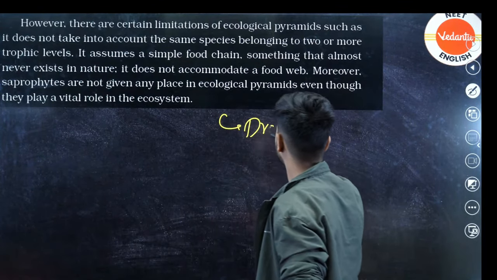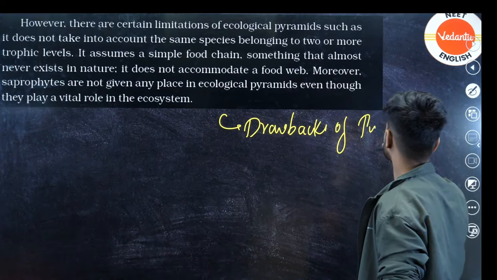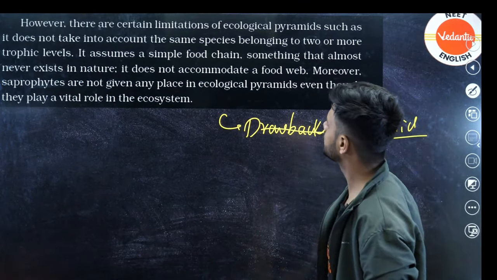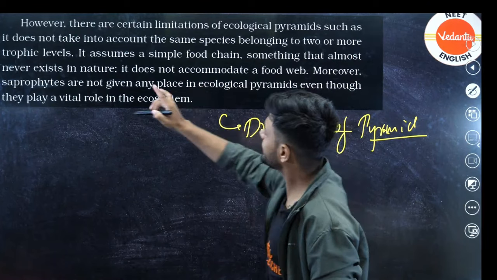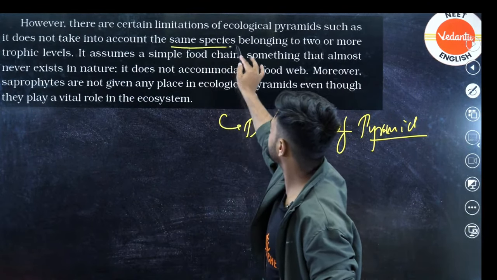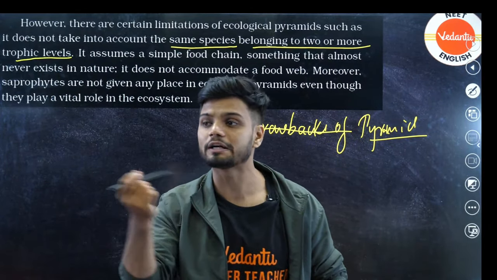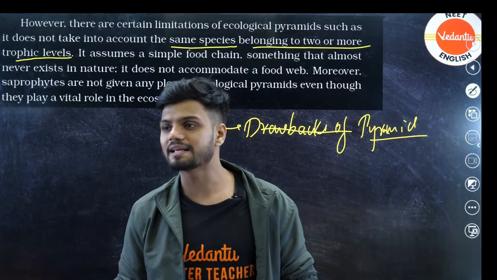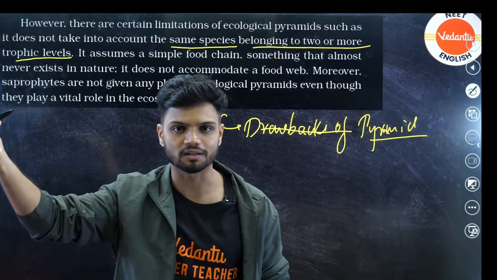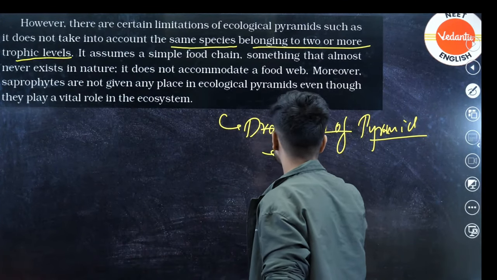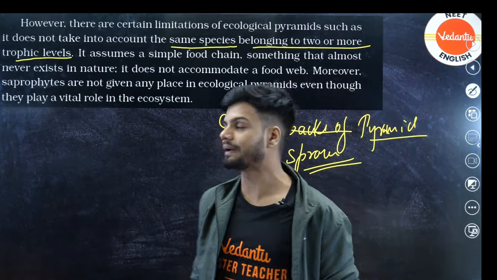Now, however, there are certain limitations. These are the drawbacks of ecological pyramids. What are the drawbacks? It does not take into account that the same species may belong to two or more trophic levels. So one species can belong to many trophic levels. Example, if Crazy has a best friend, it doesn't mean that the best friend cannot have another best friend. He can have other best friends, right? That is what we are telling. So I'll write sparrow as an example here. You should understand that one organism can be present in many different trophic levels.